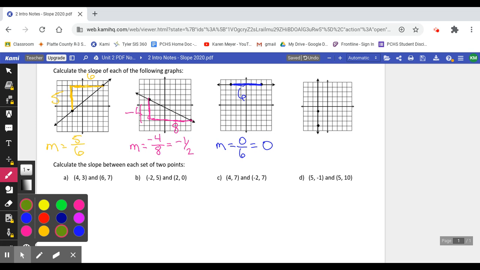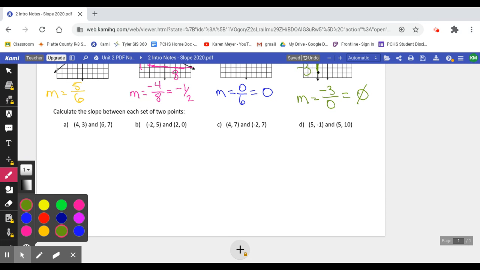So the next one. This time I can rise, so I can go up and down. So I'm going to count the spaces. 1, 2, 3, and I'm going down, so that's negative. But I can't go left or right. There is no left or right movement, so this time the 0's on the bottom. And if you pick up your calculator and you take any number and you divide it by 0, your calculator is going to say error. It's going to say not possible. So that means this one has an undefined slope. So remember, horizontal lines have a slope of 0 and vertical lines have an undefined slope.